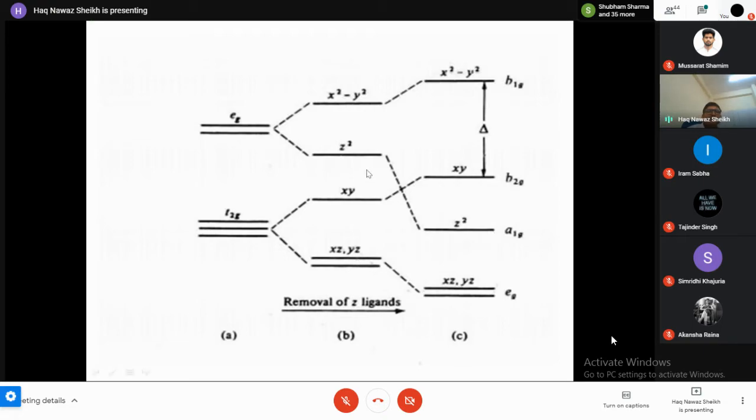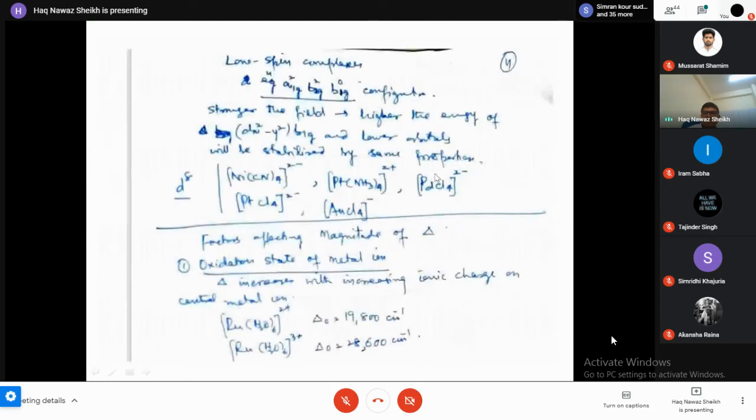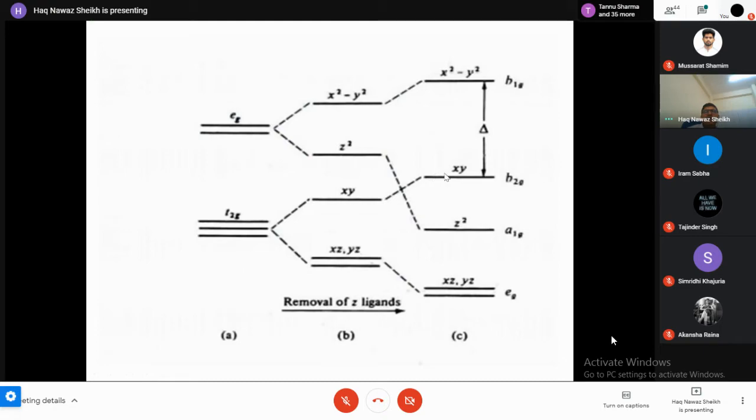So what is the consequence when you remove the ligand altogether along the z direction? Dz square orbital is more stabilized. It becomes lower in energy than even dxy. Dxy orbital is raised in energy. And dx square minus y square is raised in energy. So the energy difference between dxy and dx square minus y square is known as crystal field splitting. The order of the energy levels is Eg, then A1g, then B2g, and B1g.